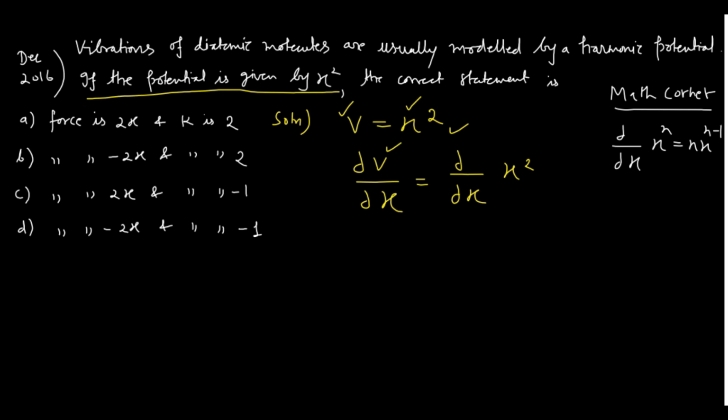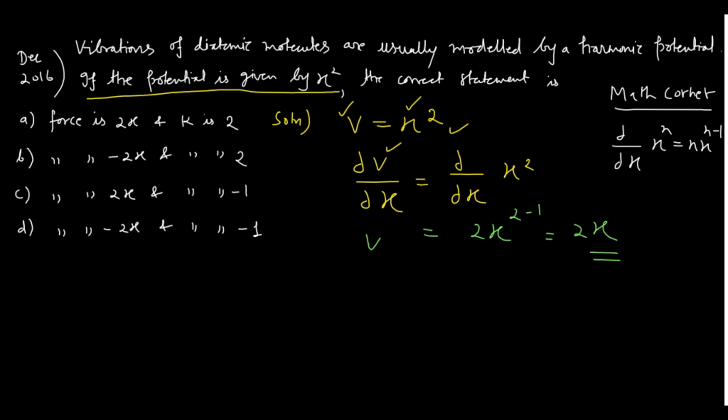So if you solve this, it would be 2x to the power 2 minus 1, equals 2x. So that means your force equals 2x. So let's check: in option A, force is 2x, and in C, k is 2. So this is actually not solving the problem, so we have to move further, right?